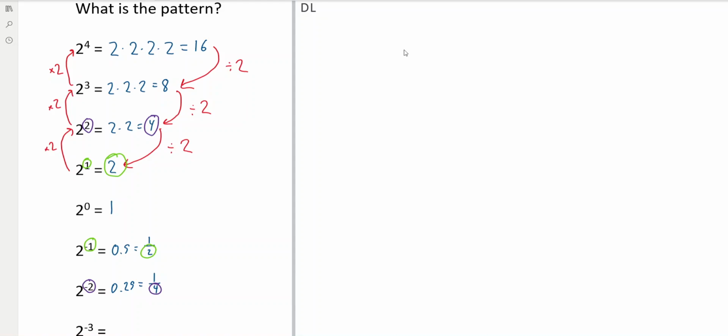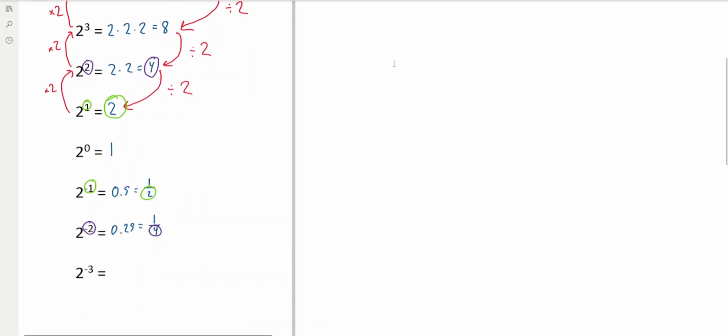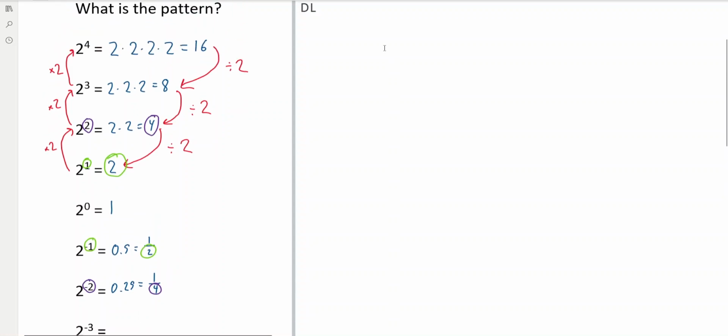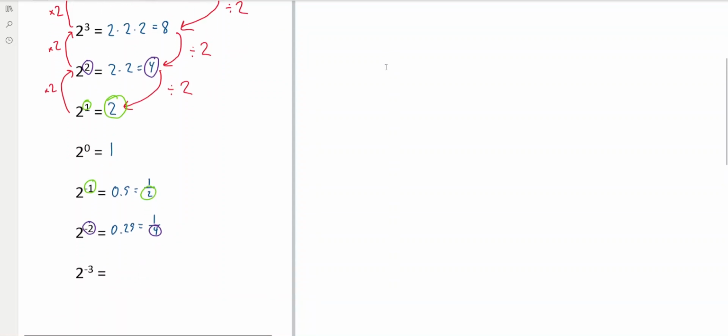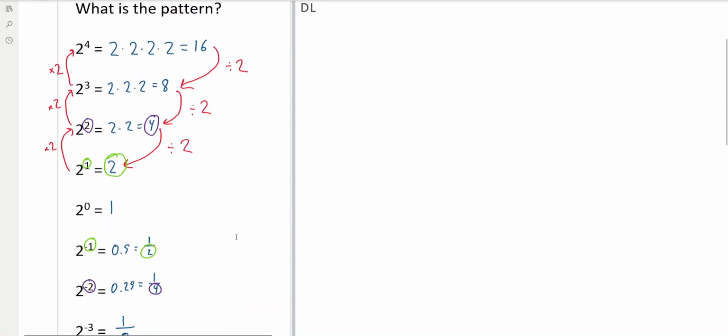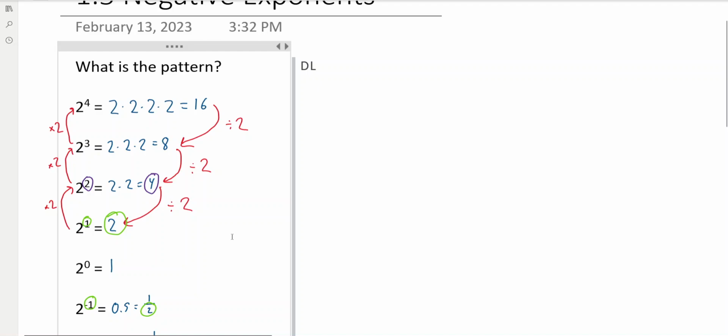So if we continue the pattern down, we can just go down one further. Then you can see that instead of 1/4, we get 1/8. Because 2 to the 3 is 8, so 2 to the negative 3 is 1/8. So if you just did this with any other number, it would work out the same way.